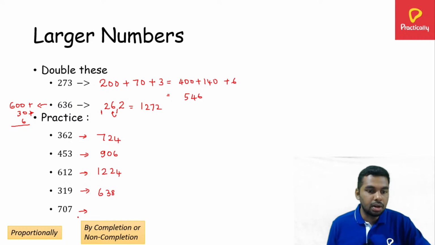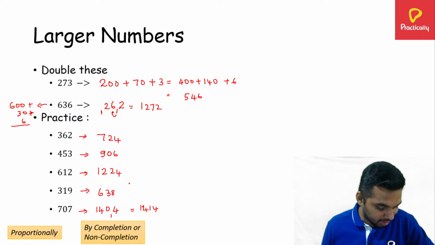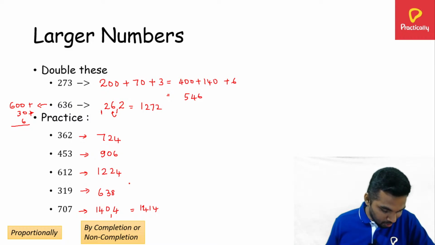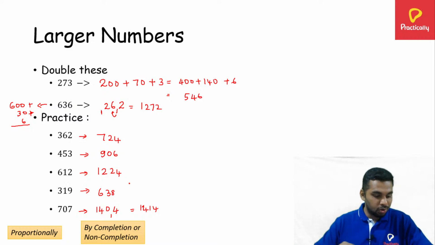What about 707? If you double it, you can do number splitting as follows. Digit by digit also you can do. So double of 7 is 14. Then you have 0. The double of 7 is again 14, but the last digit need not carry. So the answer is 1414. So except for the last one, I have done everything in the mind. All right. So hope you all got it.